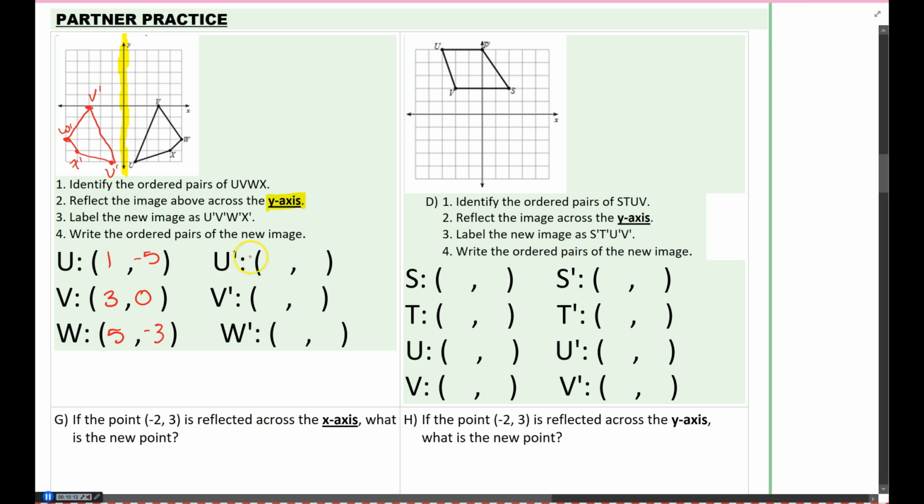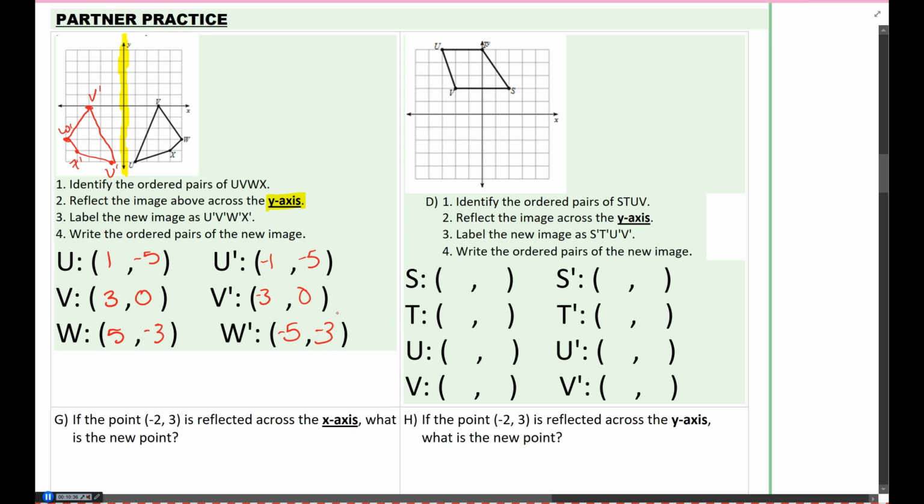Now, as I go in, I end up finding out, well, oh my goodness, the same rule that applied when flipping or reflecting across the x-axis also applies when I reflect across the y-axis. The only difference is instead of my y value changing sign, my x value changes sign.